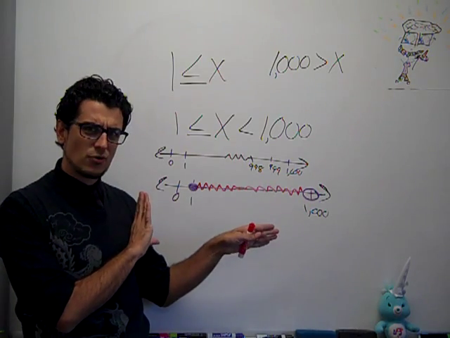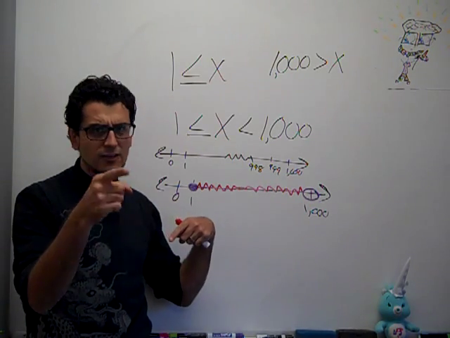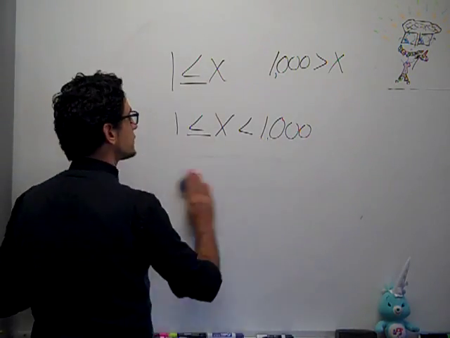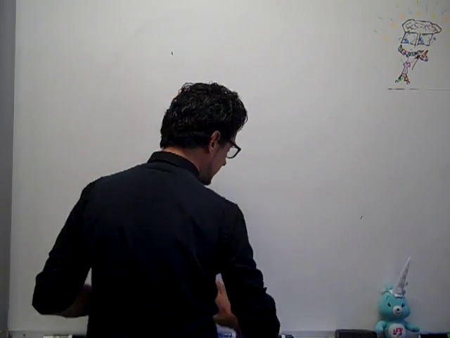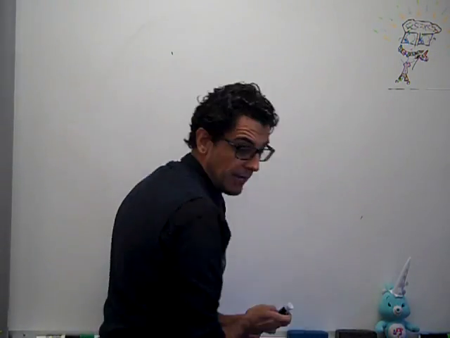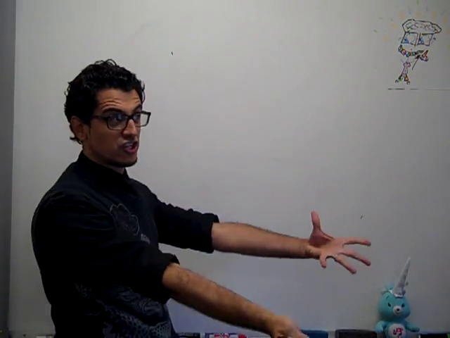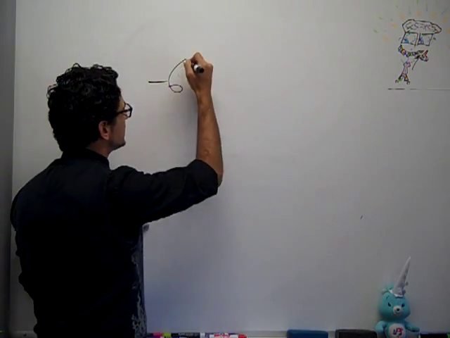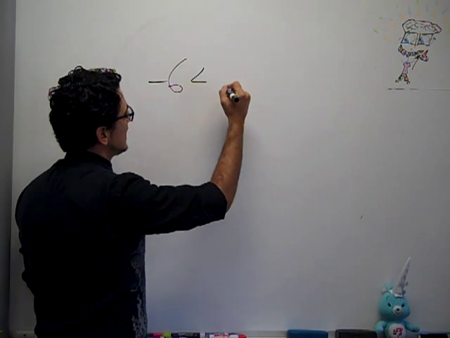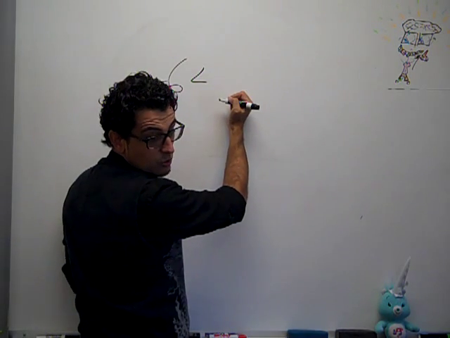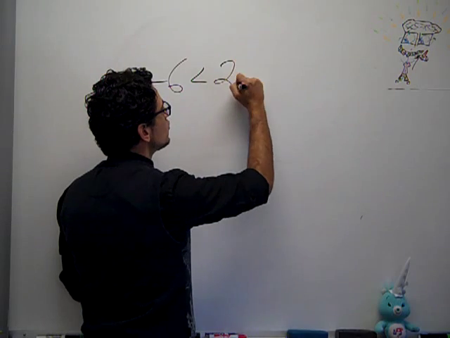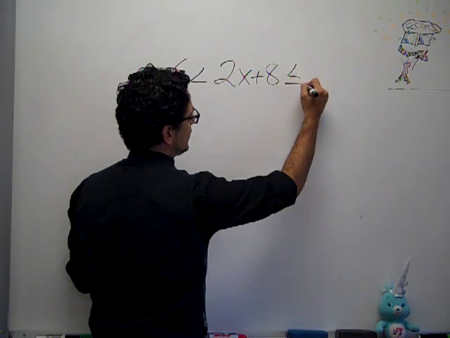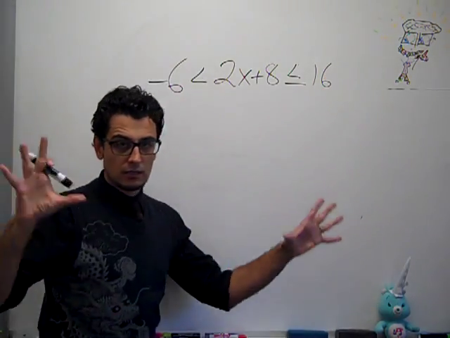And I think I can give you one more example. Can you handle that? No? Yes, you can. So here we go. I'm going to erase this. Now, let's say, for example, your teacher gives you this compound inequality that looks like this: negative 6 is less than 2x plus 8, which is less than or equal to 16. Okay, y'all ready for this?